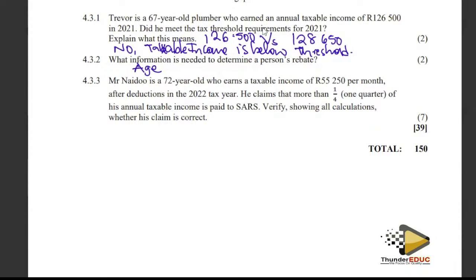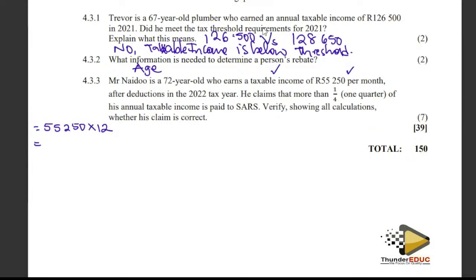Mr. Nayulu is a 72-year-old who earns a taxable income per month. Good enough. It's already taxable. We don't need to look for taxable income, but this is per month. After deductions in 2022, the tax year, he claims that more than a quarter of his annual taxable income is paid to SARS. Verify, showing all the calculations. One, the taxable income has to be annual. So we take the taxable income he earns multiplied by 12.